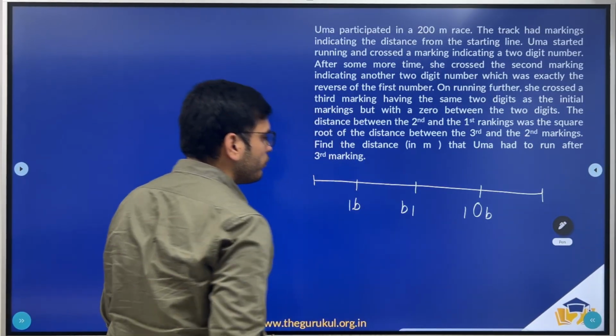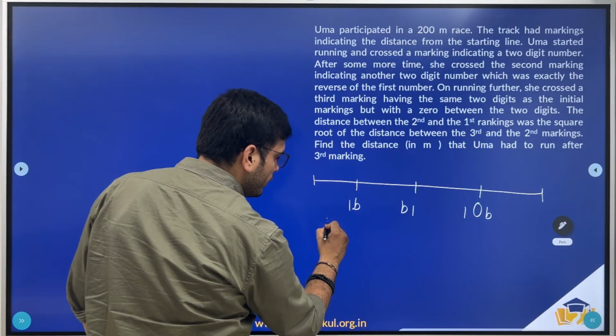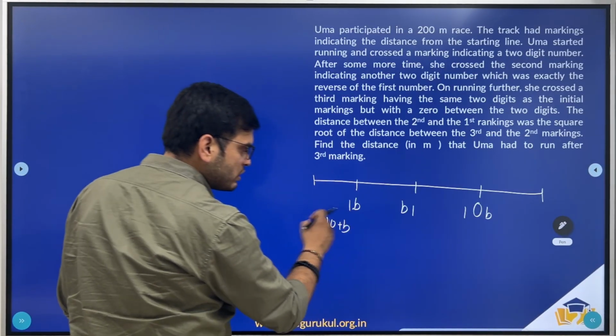Done. Now what is this distance? 10 plus B. What is this distance?